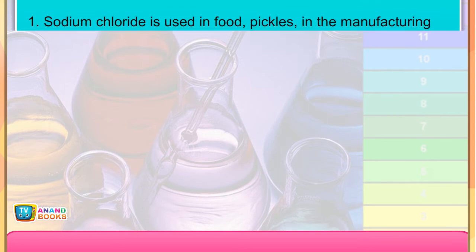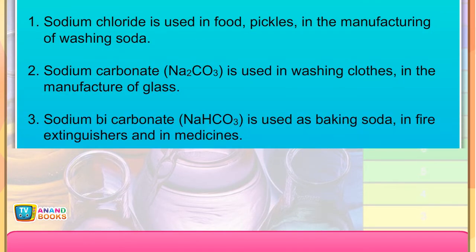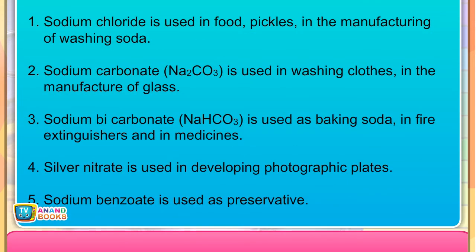Uses of salts. Number 1. Sodium chloride is used in food, pickles, and in the manufacturing of washing soda. Number 2. Sodium carbonate, Na2CO3, is used in washing clothes and in the manufacture of glass. Number 3. Sodium bicarbonate, NaHCO3, is used as baking soda, in fire extinguishers and in medicines.